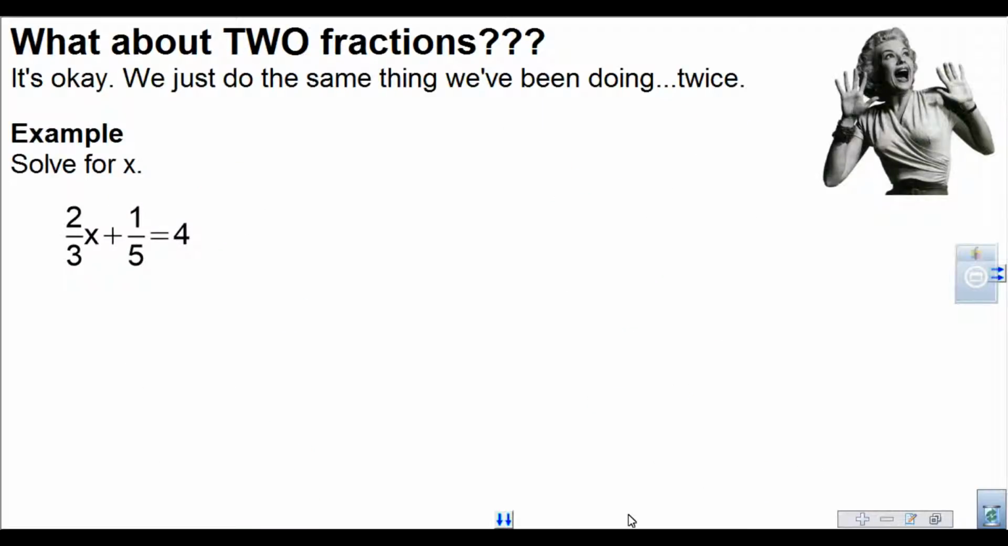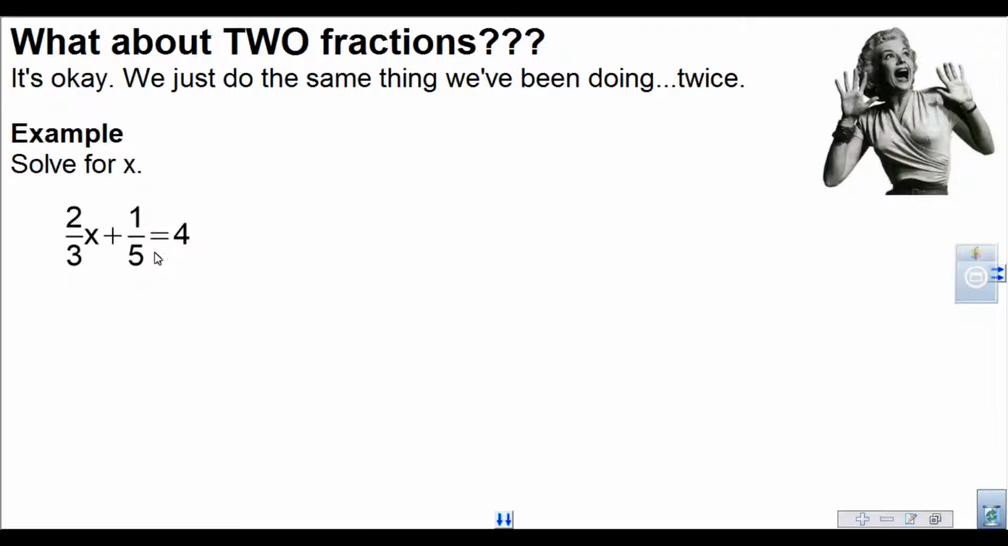All right, the last thing that we're going to look at is what happens if there's two fractions. Now it's fine, we do the exact same thing. The only difference is that we got to do it twice because we got two different fractions with two different denominators. So we're going to have to do two sets of multiplication. So let's take a look at this example.